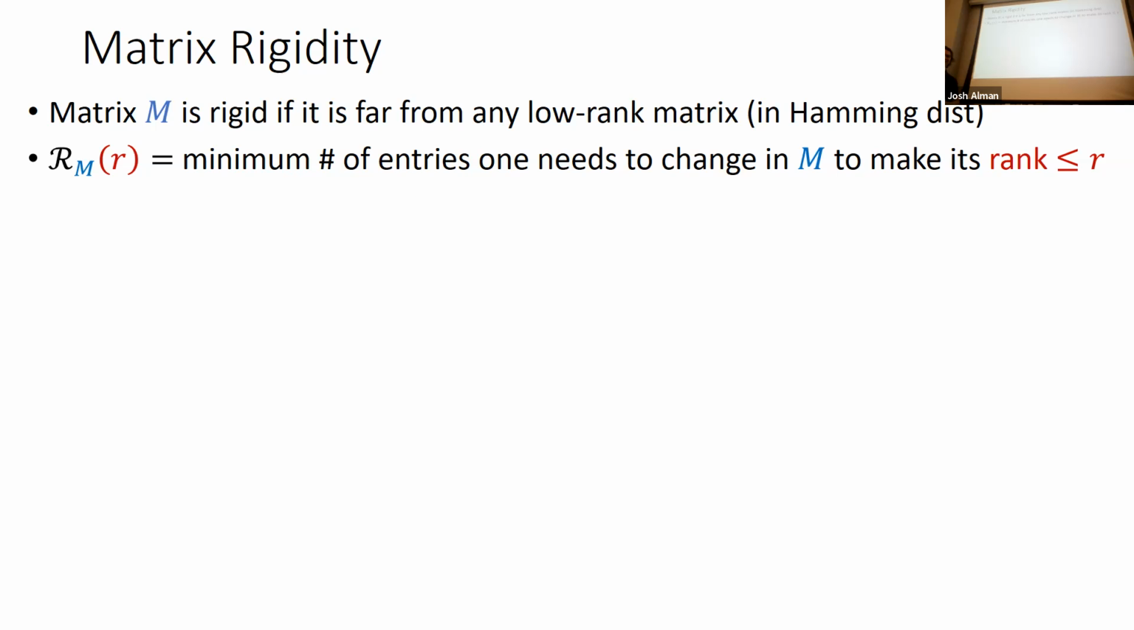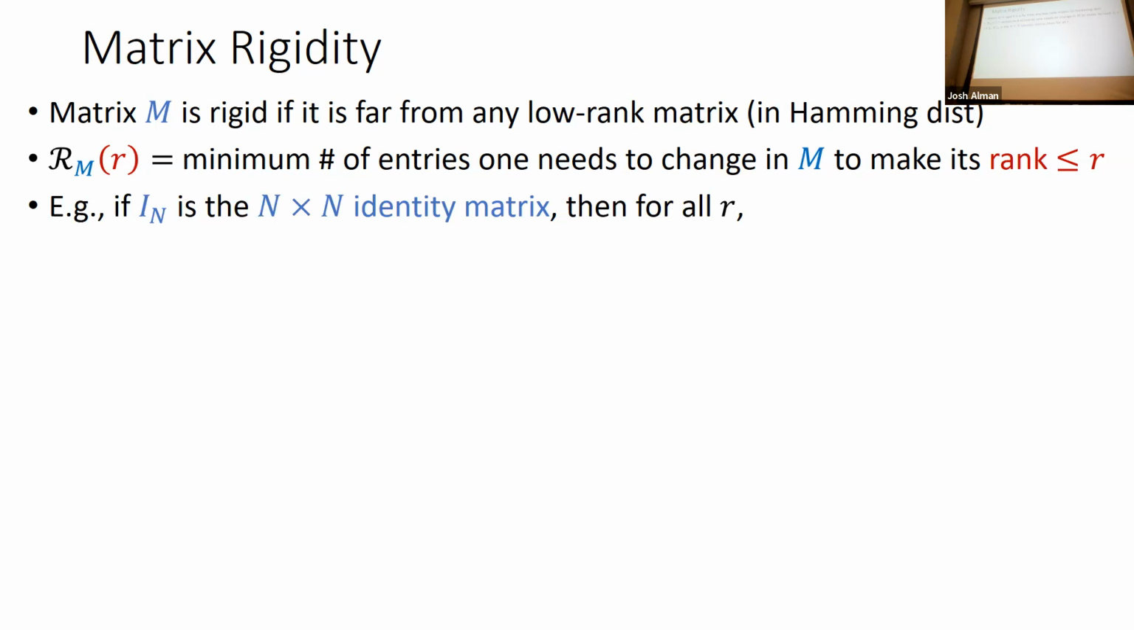So let me give you some examples. If we're working with the n by n identity matrix, then for any rank r, its rigidity for rank r is n minus r. So if you change n minus r of the ones to zeros, you'll get a rank r matrix. And it's not hard to see that that's tight, because whenever you change one entry of the matrix, you can change the rank by at most one. So you really have to change n minus r entries to get from a rank n matrix to a rank r matrix. Okay, that's probably the simplest example.